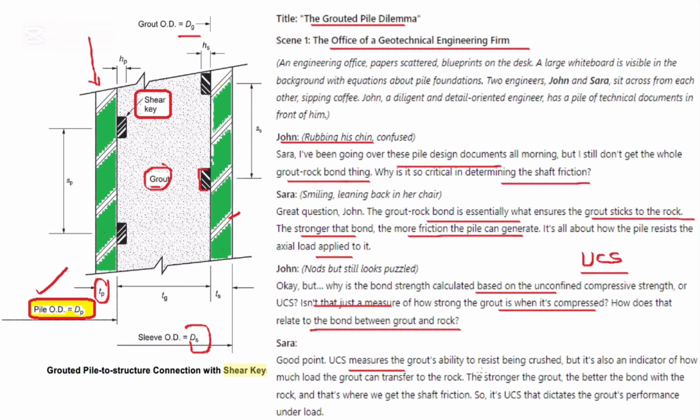Good point. UCS measures the grout's ability to resist being crushed, but it's also an indicator of how much load the grout can transfer to the rock. The stronger the grout, the better the bond with the rock, and that's where we get the shaft friction. So it's UCS that dictates the grout's performance under the load.